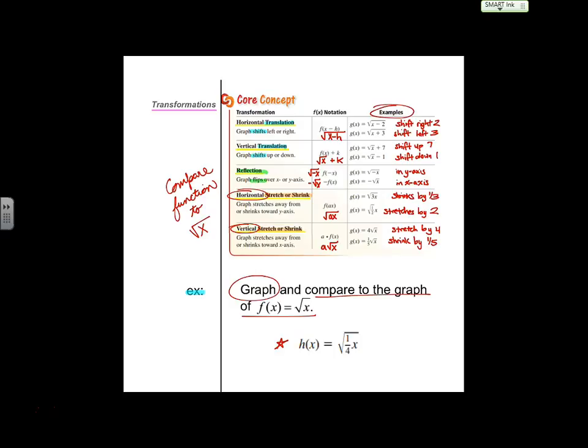Inside, with a fraction, it's going to stretch by 4. This is a 1/2, and we flipped it to get the 2. Down here, this is a 1/4, and we're going to do what? Flip it to get the 4. Good. So we can say this has a horizontal stretch by fill in the blank.